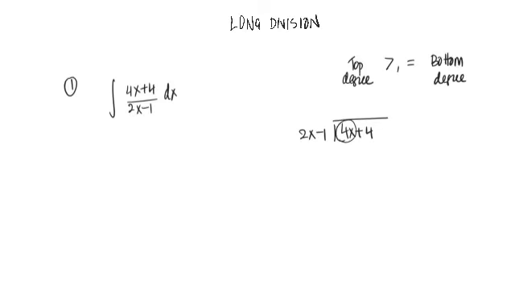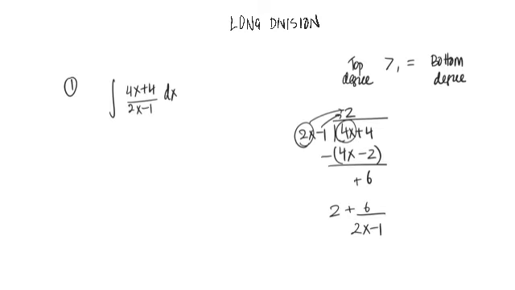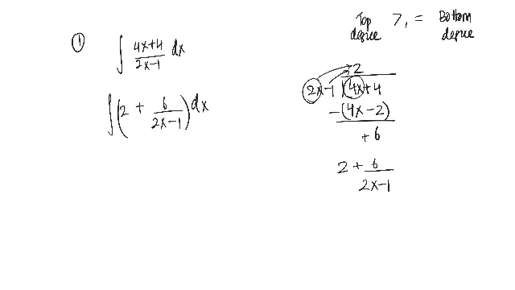We're going to divide 4x by 2x to get 2. Then we multiply 2x times 2 and negative 1 times 2. And we're going to subtract. And so now I have an answer, which is going to be 2 plus 6 divided by 2x minus 1. This is my long division. So now this integral is equal to the integral of 2 plus 6 divided by 2x minus 1 dx. Okay. And now I can integrate it.